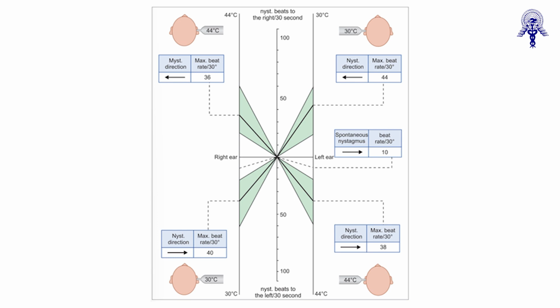And the butterfly chart is depicted in anti-clockwise fashion. Right 44, right 30, left 44, left 30. Is this clear? There are four quadrants. It starts with the right ear and goes in an anti-clockwise fashion.